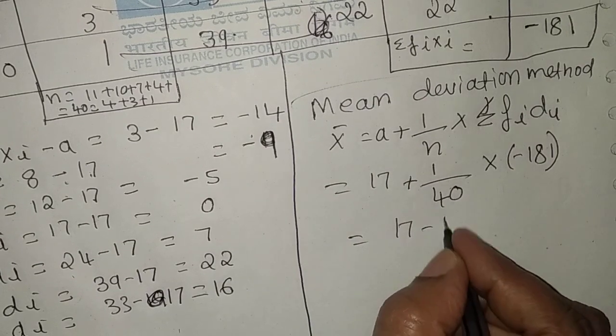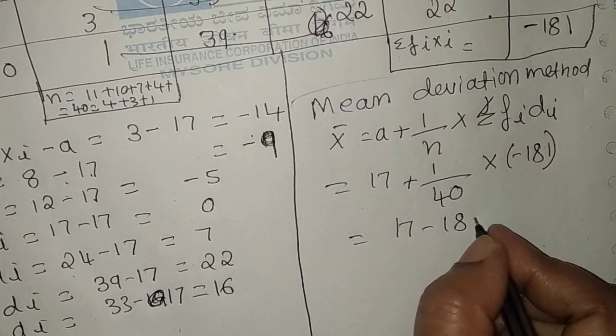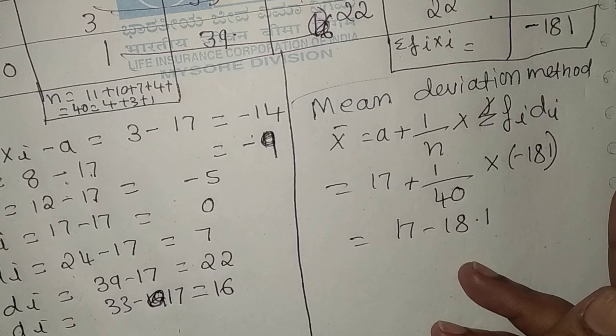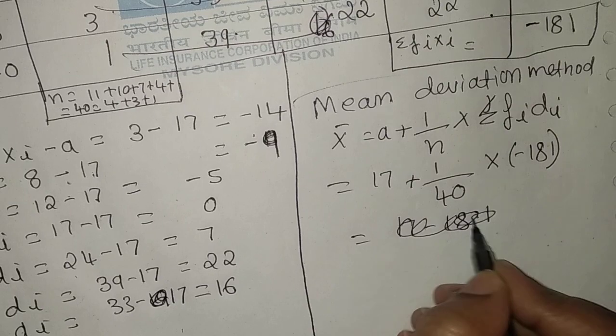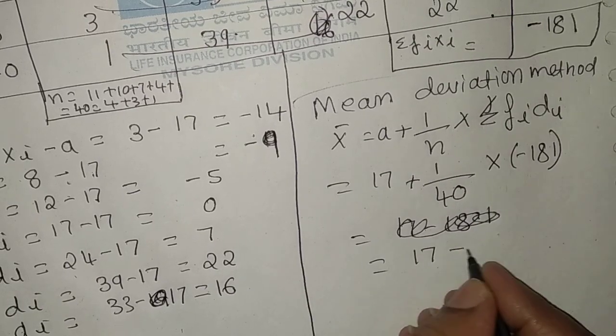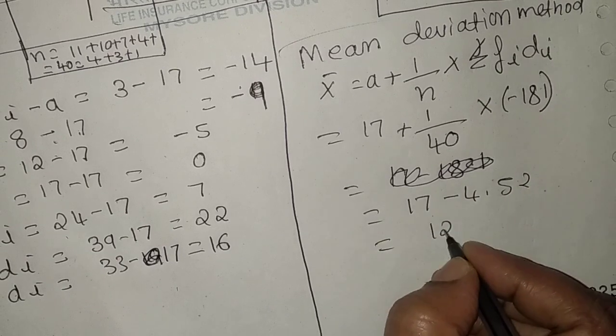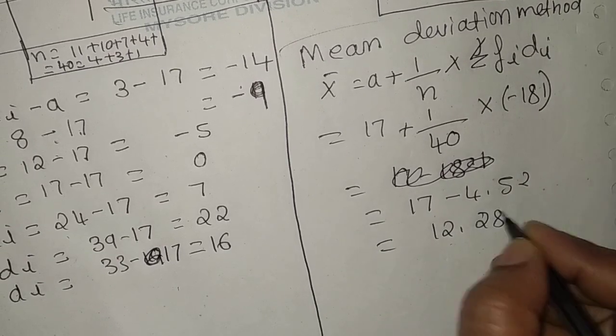Therefore 17 minus 18.1 we get. So simplify this, 17 minus 4.52 we will get, that is 12.28 days.